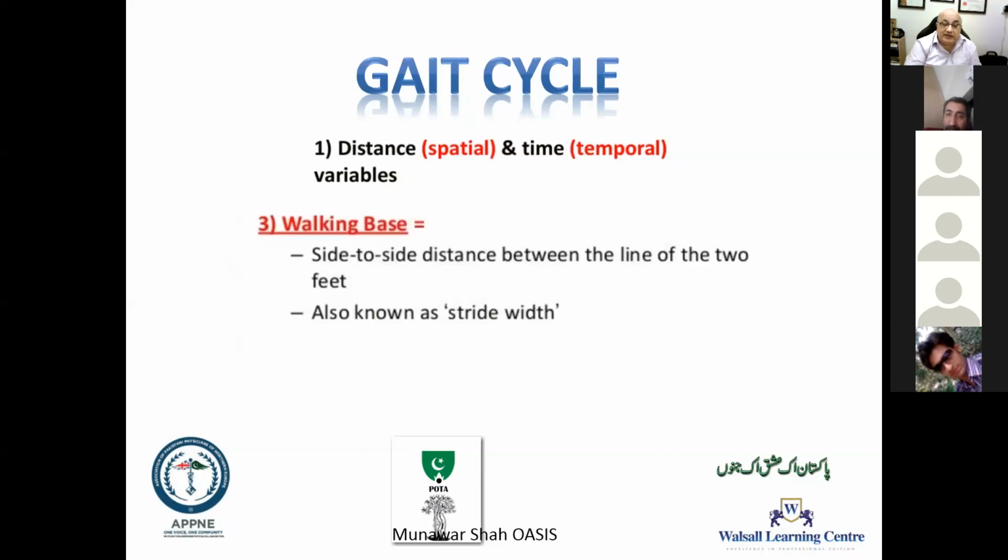The third definition is the walking base. It is the distance between the two legs when you're walking. Remember, we said the children walk with a broader gait. The cerebral palsy patient walks with an even broader gait. But in adults, you're measuring the distance between your 2 feet. That is called the walking base: how far wide your feet are being put on the floor when you're walking. The examiner can ask you what's a walking base or what's a stride width.